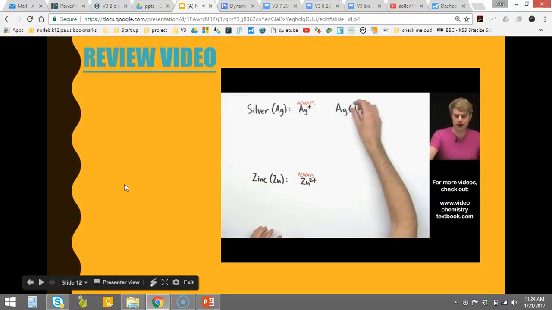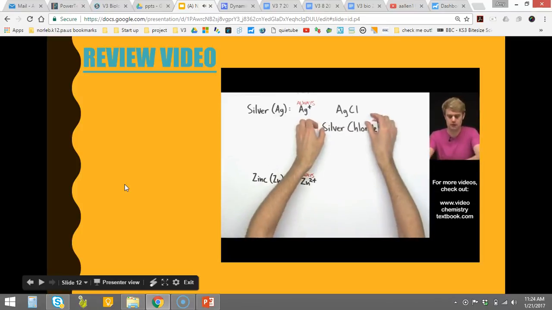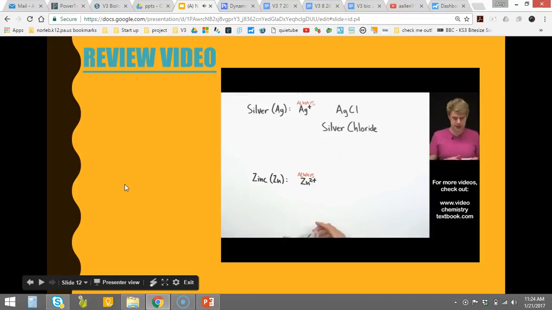Okay? So a compound like this, AgCl, you don't have to do any math at all. You don't have to use a working backwards approach. You just call it silver chloride. ZnCl here, super easy, we just call that zinc chloride.